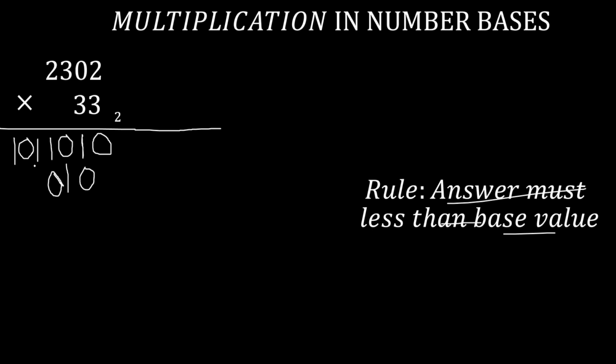Then we're gonna have 1. Then we're gonna have 0. We're gonna have 0, and we're gonna have 1. So then what are we gonna do after all these things? We're gonna add everything together.